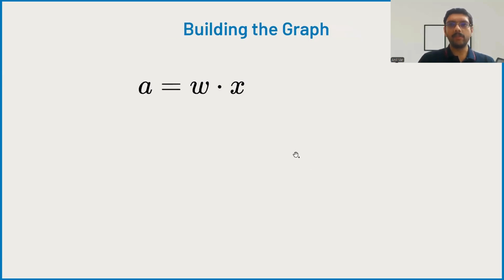So let's introduce an intermediate variable, a, which is going to be equal to w times x. Now we have z, which was w·x plus b, so now it's a plus b. And finally, we have f, which is equal to the exponential of z. So now we have three simple expressions, one operation each. And now we'll start building the graph.